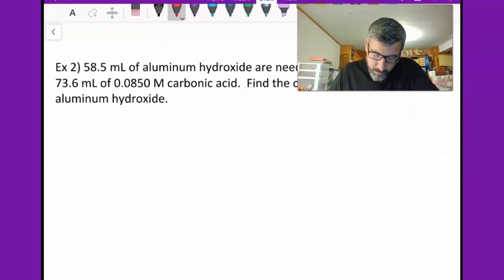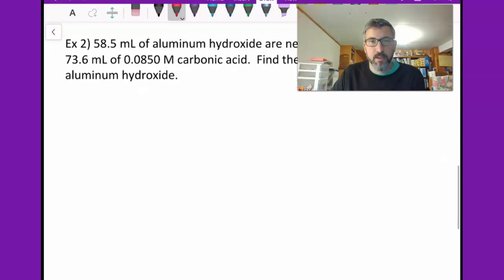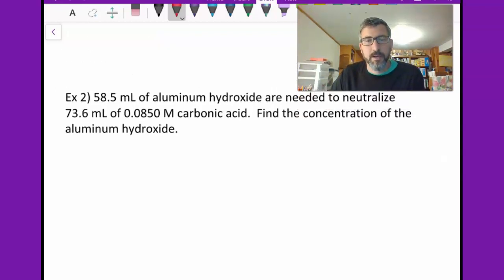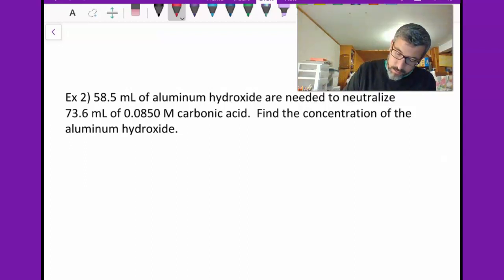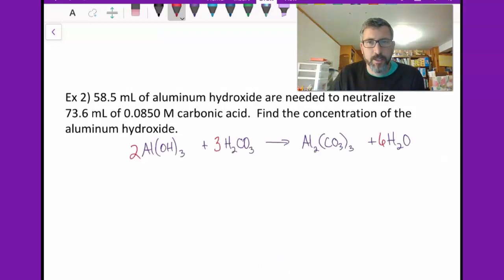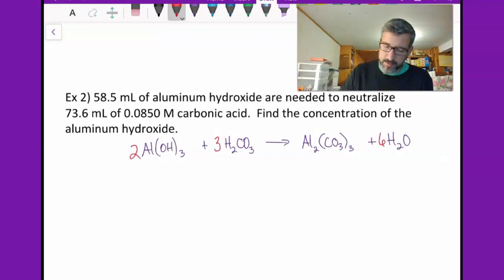So, 58.5 milliliters of aluminum hydroxide are needed to neutralize 73.6 milliliters of 0.0850 molar carbonic acid. Find the concentration of the aluminum hydroxide. Let's go ahead and see if you can set up that neutralization equation. Okay, so there you go. A little bit more balancing this time because we had a +3 and a -2 on our 2 ions that make up that salt. Okay, so find the concentration of the aluminum hydroxide this time.